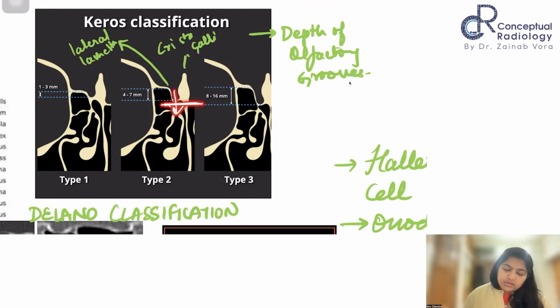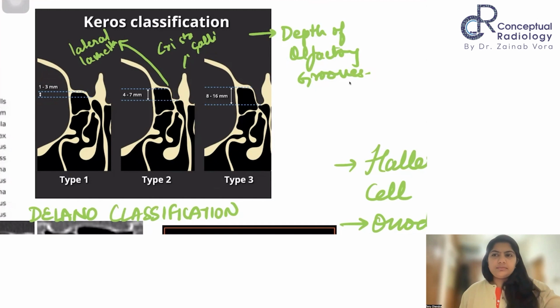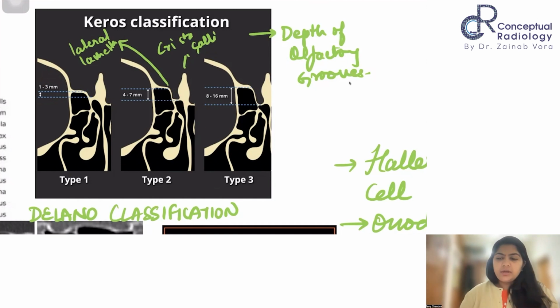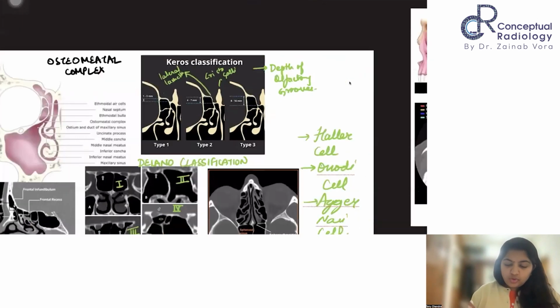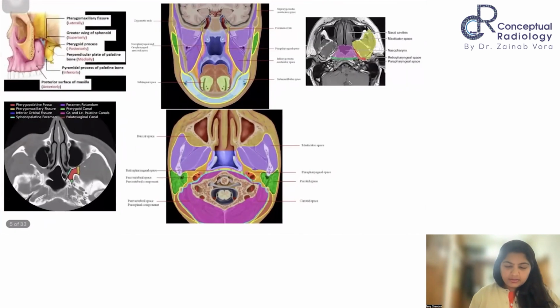So how low is your plate? That is what we are going to grade: 1, 2, and 3, based on the depth of this. If it's really deep, the surgeon has to know that the Keros classification is type 3, and that is when they need to take care when they do the endonasal surgery. Right? So with that background, let's try and move ahead a little bit.